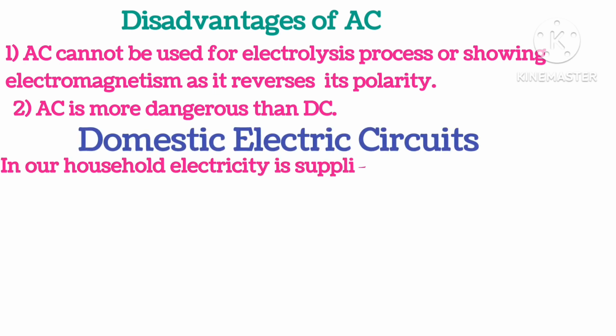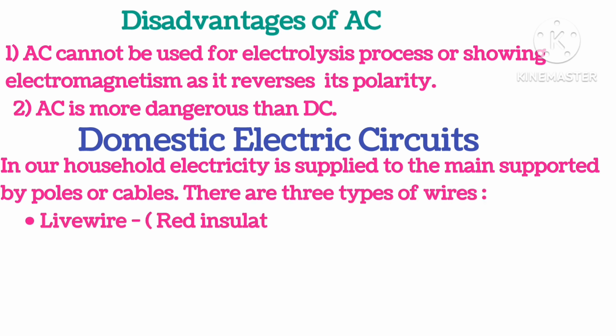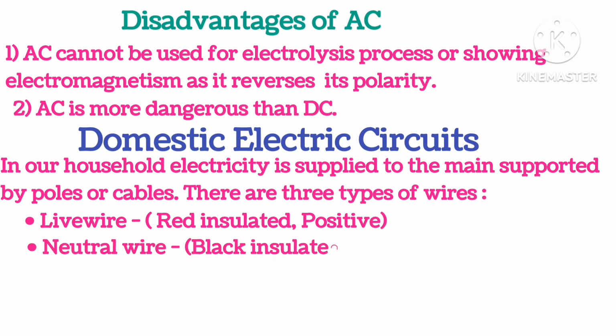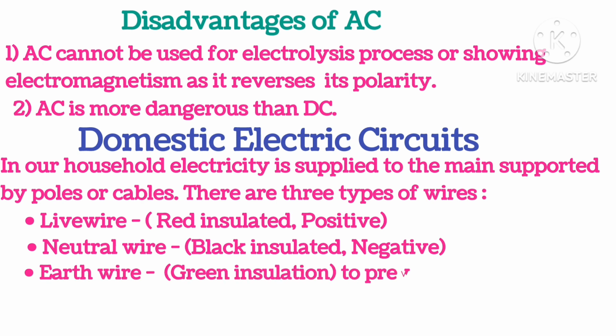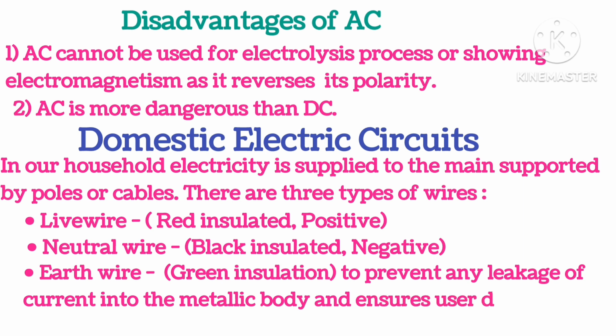Domestic electric circuits. In our households, electricity is supplied to the mains supported by poles and cables. There are three types of wires. Live wire, which is red insulated and positive. Neutral wire, which is black insulated and negative. Earth wire, which is green insulated, which prevents any leak of current into the metallic body and ensures the user doesn't get a serious shock.